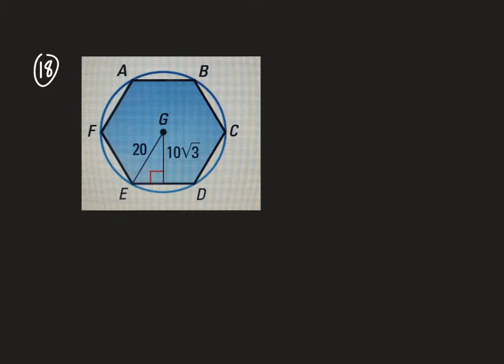Alright, so let's keep working on the area of regular polygons. This was actually one of the homework problems from the first portion. I had a few questions, so let's take a look at how to do these. This was number 18. They give us a figure here, and we need to find the area.